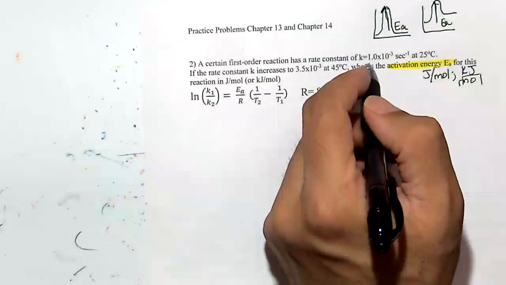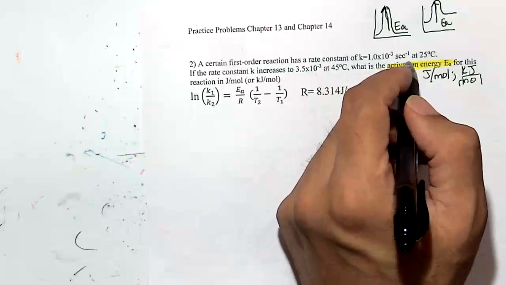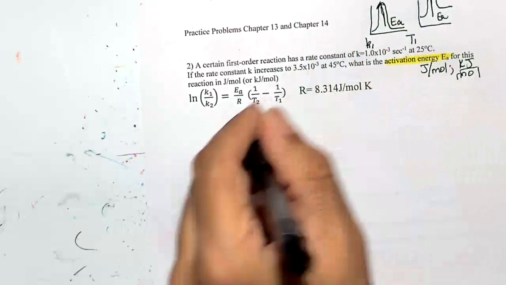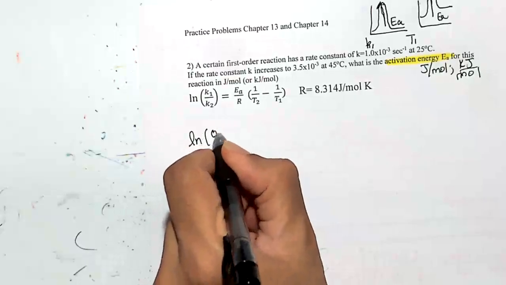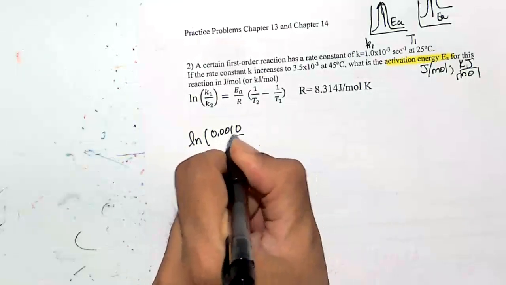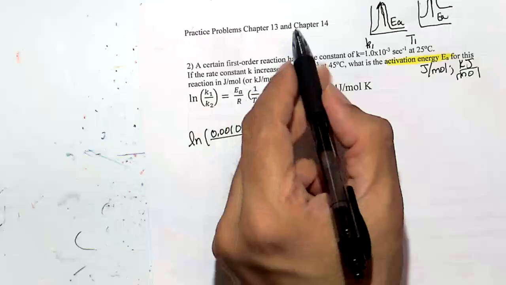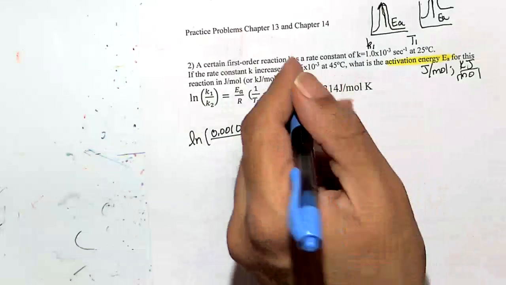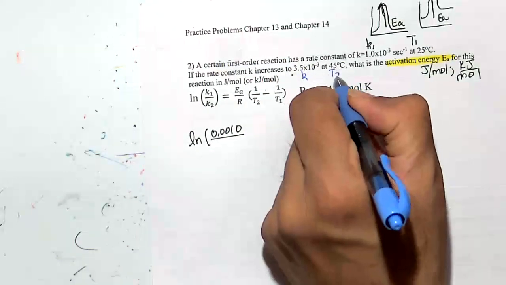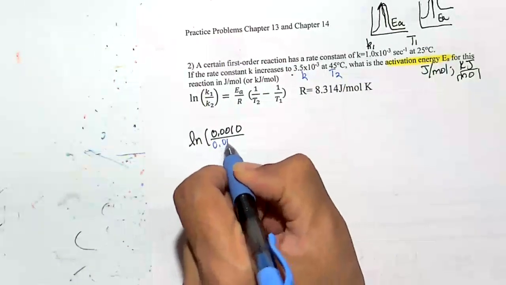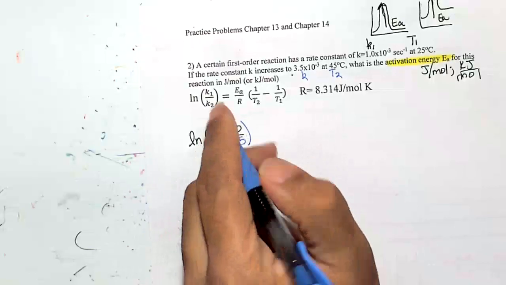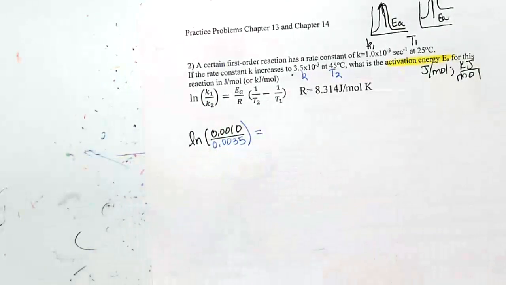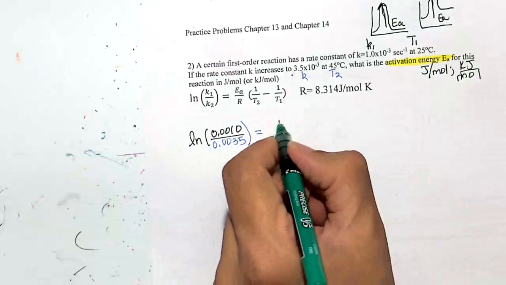All right, so a first order reaction has a rate constant of 1.0 times 10 to the minus 3 at 25 degrees. So we'll call this K1 at T1. So K1 here is 0.001. If the rate constant K increases to 3.5 times 10 to the minus 3 at 45 degrees, we'll call this K2 at T2. So this is 0.0035. What is the activation energy for this reaction?